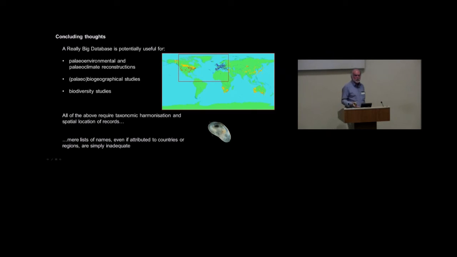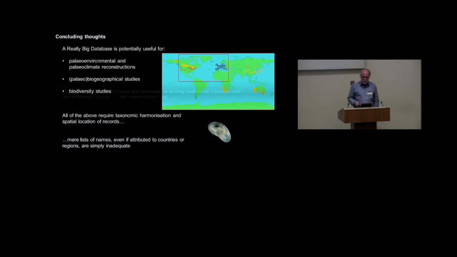Just to try and draw some concluding thoughts about this, a really big database is useful for a lot of things. It's useful for paleoenvironmental and paleoclimate reconstructions. It's useful for biogeographical studies or paleobiogeographical studies. It's potentially useful for biodiversity studies. And all of the above require taxonomic harmonization and spatial location of records. It's important to know where things occur. If you can't map the distributions to a reasonably high resolution, then the value of the database, to my mind, is extremely limited. I think that mere lists of names, taxonomic databases on their own, even if they're attributed to countries or regions, are simply inadequate for the kind of work, at least, that I'm interested in.